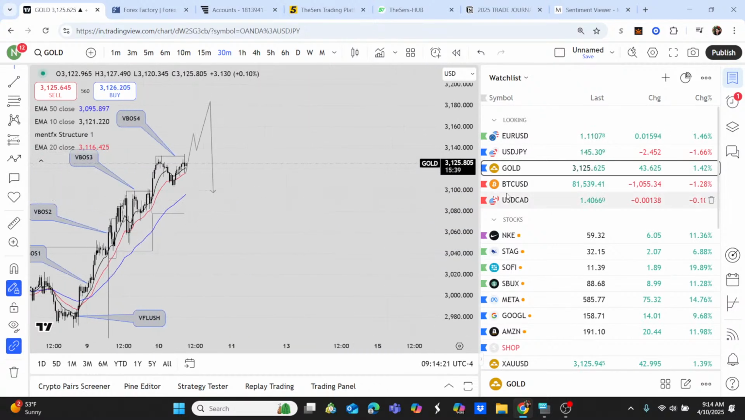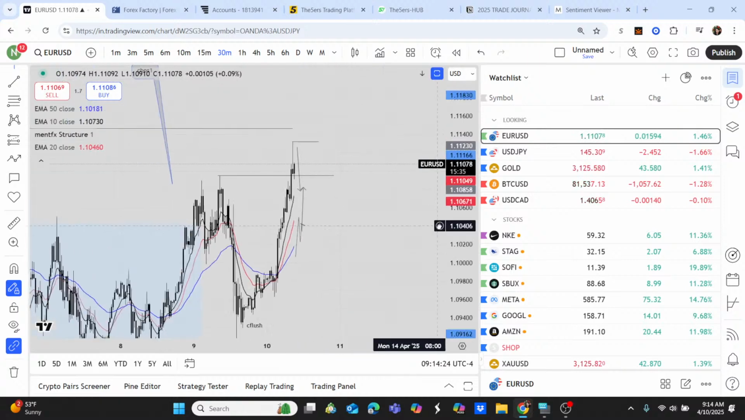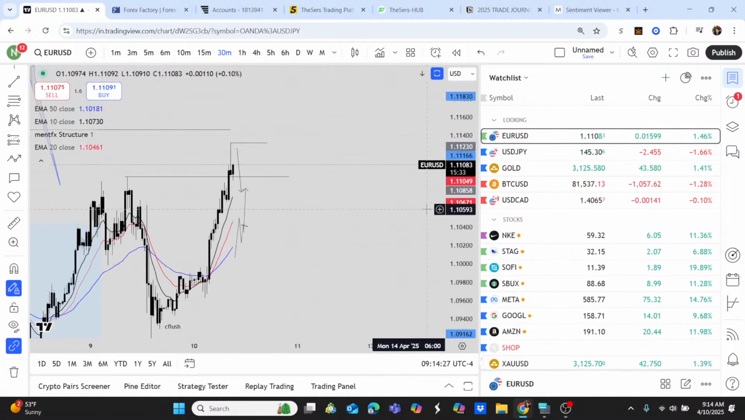I said I wasn't following gold, so we just have to wait for 15 minutes for this candle to close, because we need that pause to happen. It's all a waiting game.